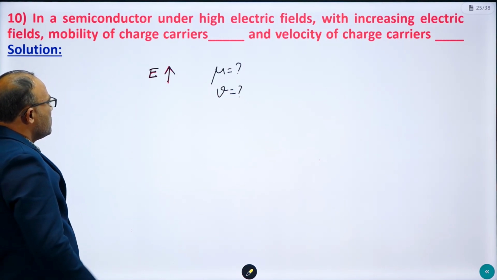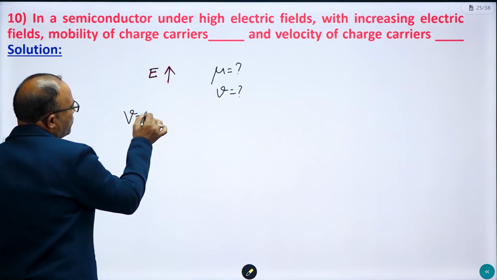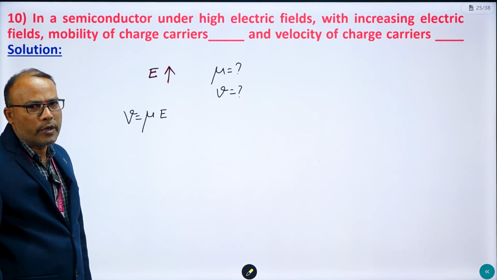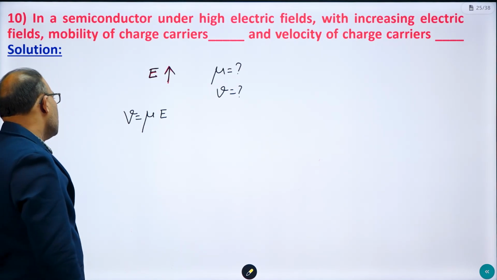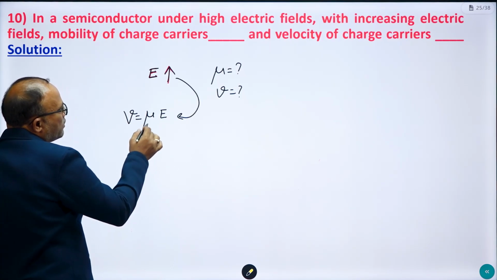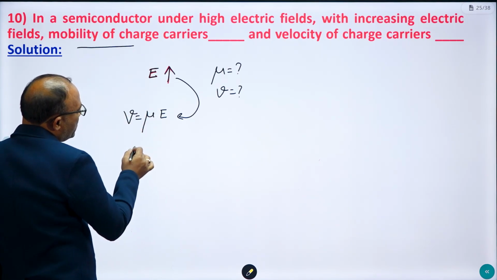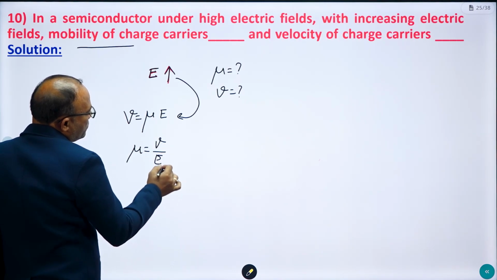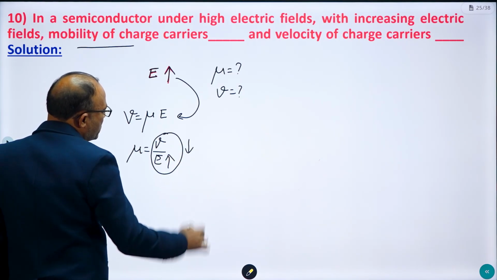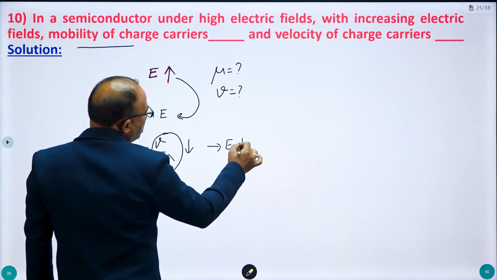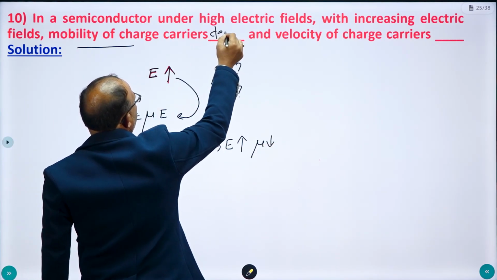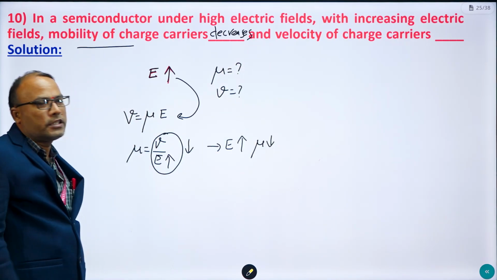Okay. So, as we know from drift current, the drift velocity V is equal to mobility mu into E, the electric field intensity. Now here, in the problem, it is said that electric field intensity is increasing. As electric field intensity is increasing, what happens to mobility of charge carrier? Mobility is given by mu is equal to V divided by E. So, as electric field intensity is increasing, the overall value of mobility decays. Therefore, mobility of the charge carrier decreases.